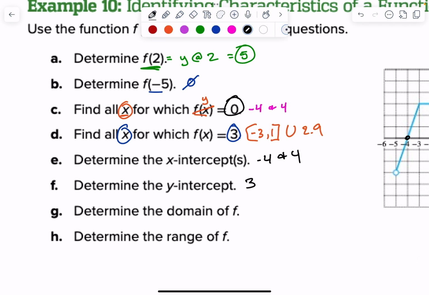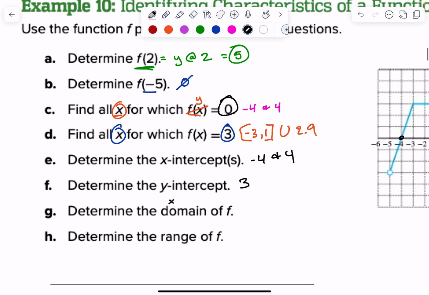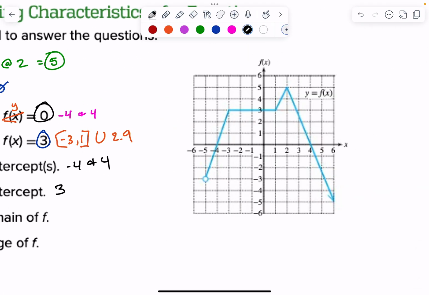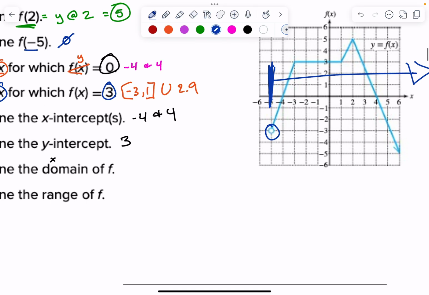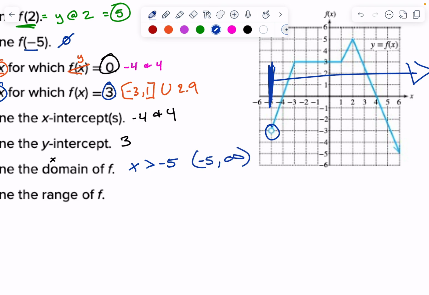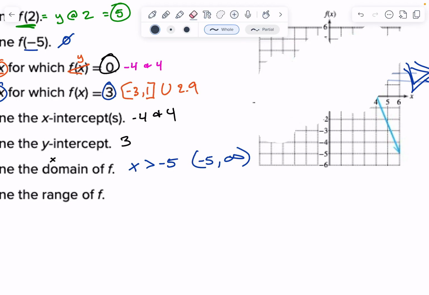Last thing, domain and range. So domain is x's, and x's go left and right, okay? So I'm looking at this thing, and I'm saying, will he go to the left forever? No. He stops here. Will he go to the right forever if he starts at -5? Yes, he will. He will touch every single value from -5 on, but he doesn't touch -5 exactly. So x has to be greater than -5, right? Or you could write that as -5 to infinity. He will touch every single value of x from -5 to infinity, not including -5 because it's an open circle, okay?